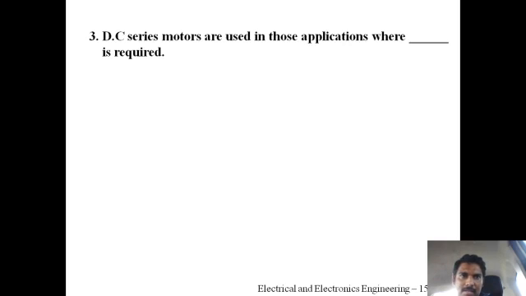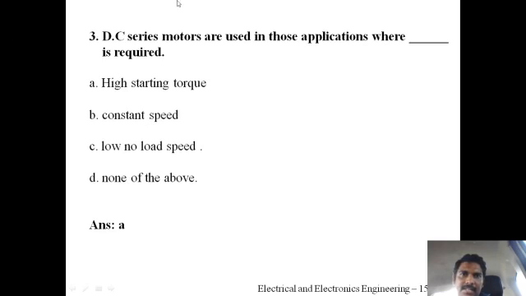The third question: DC series motors are used in those applications where dash is required. You can go for high starting torque, option A. Already we have seen from the torque-current characteristics of the DC series motor that the torque is directly proportional to the square of the armature current. Therefore, DC series motors are used where high starting torque is required, so we can go for option A.